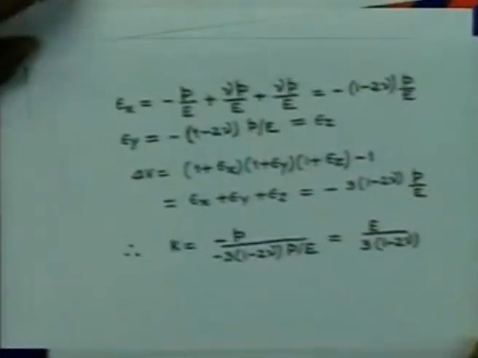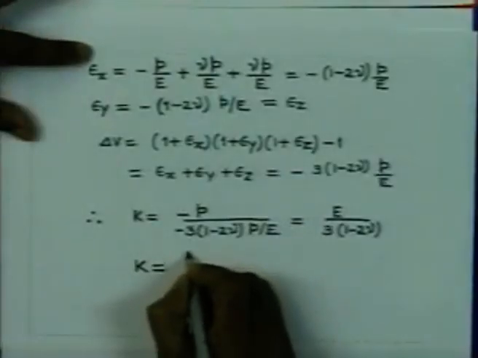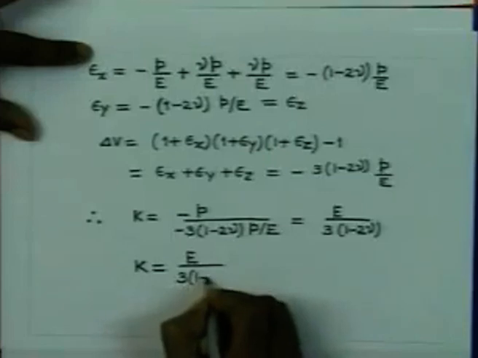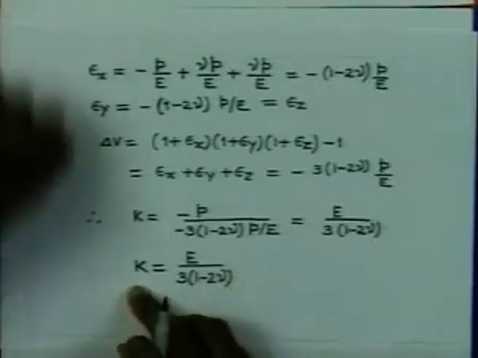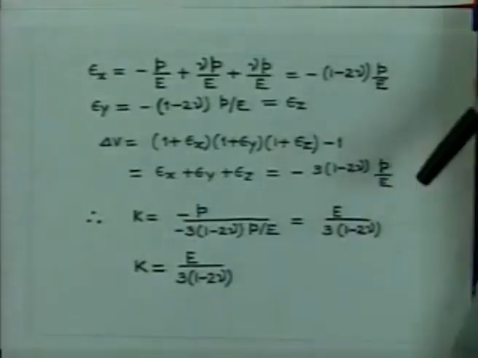So, the bulk modulus of elasticity of an isotropic material is also related to the modulus of elasticity and Poisson's ratio by this relationship, K is equal to E by 3 into 1 minus 2 nu. So, you see, in the case of isotropic material, you have only two independent elastic constants, E and nu. All other constants are derivable from these two constants. And in the whole of stress strain relationship in 3 dimensions, we have only two elastic constants to relate the stresses to strains.